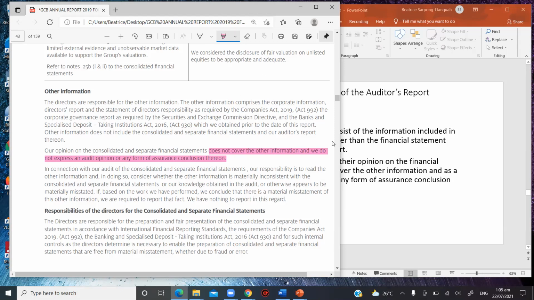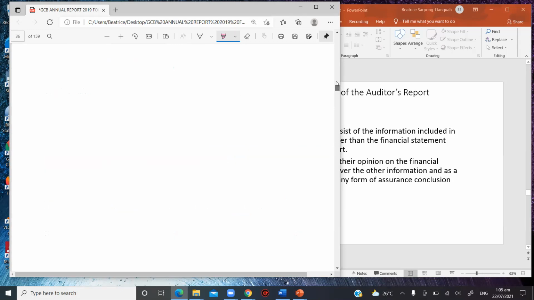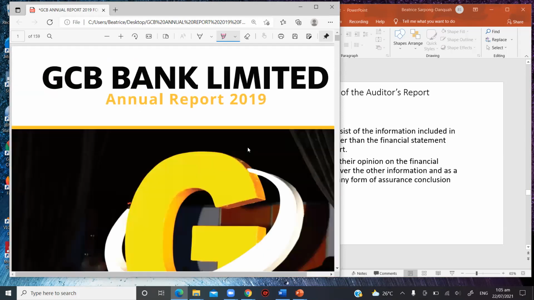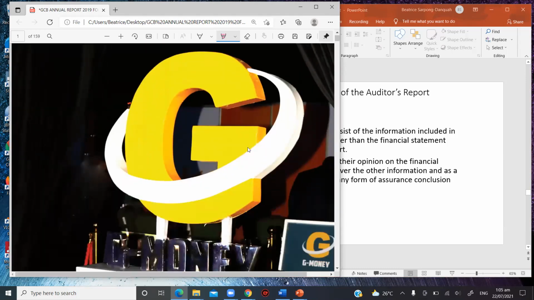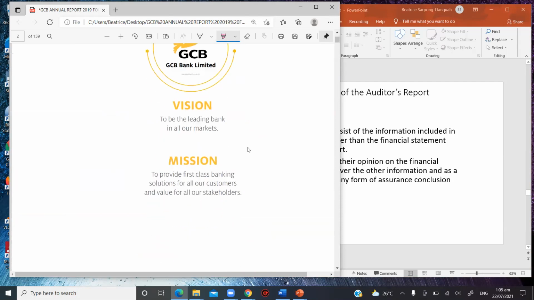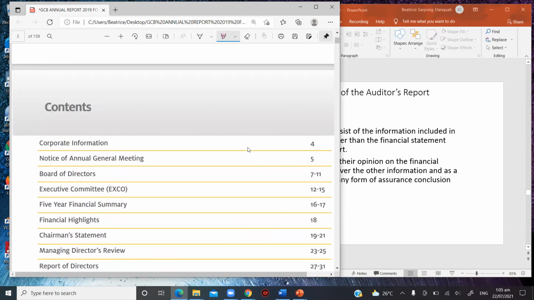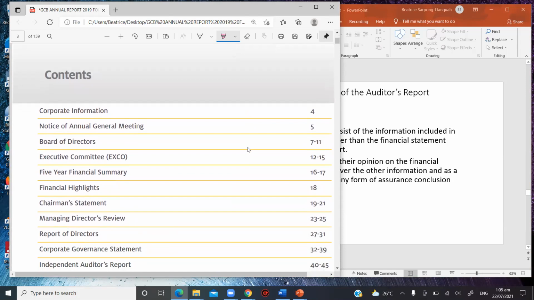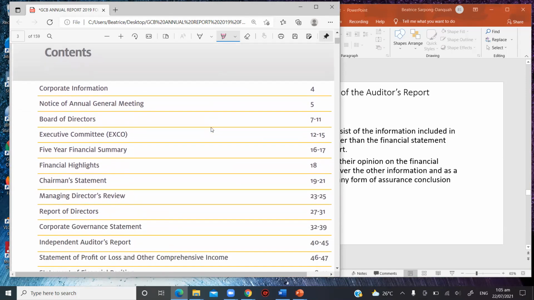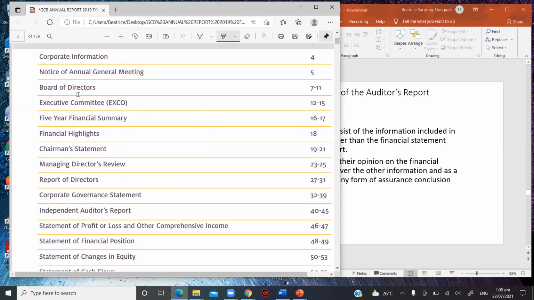So this is what the auditor is telling the readers of his report, that, hey, there is other information in here, and so this annual report. So let's just go to the contents and find out the other information. UCB Bank Limited annual report for 2019. Let's look at the contents. This is the content of the annual report. Corporate information, notice of annual general meeting, board of directors, executive committee, 5-year financial summary, financial highlights, chairman's statement, managing director's review, report of the directors, corporate governance.